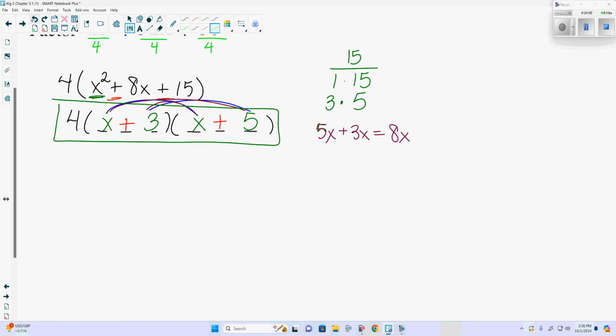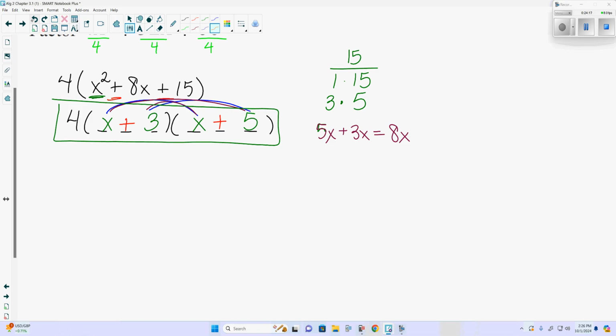That is why I only really check for the middle. The first and third are going to be the same. They're the factors from the first and third term. No reason to check them. X times x, 3 times 5. But we do need to check for the middle one. It changes depending on how we have it set up. Are we ready for the next one?